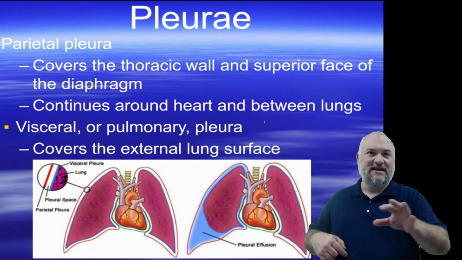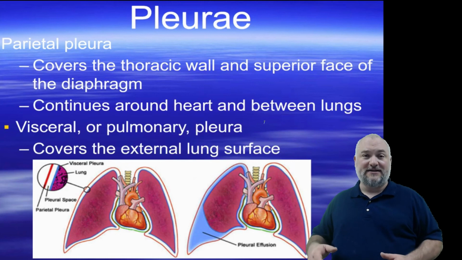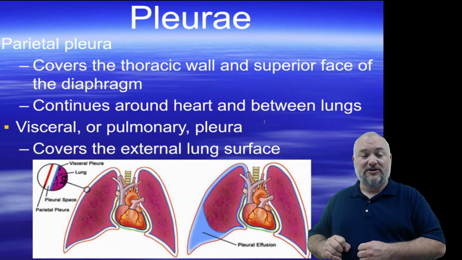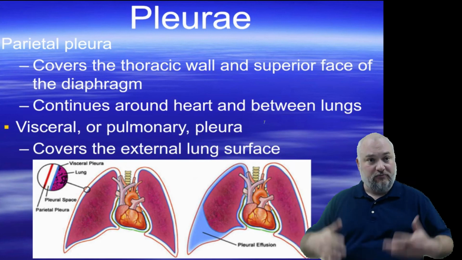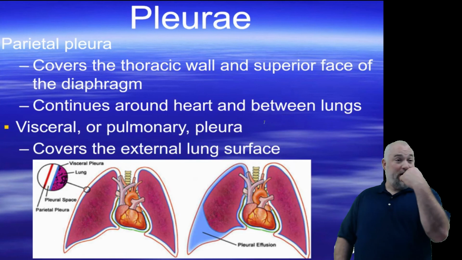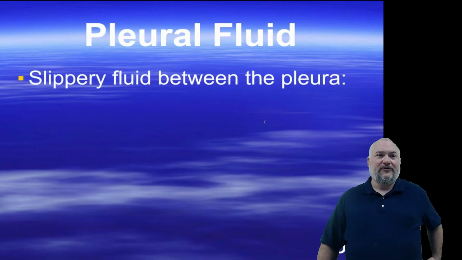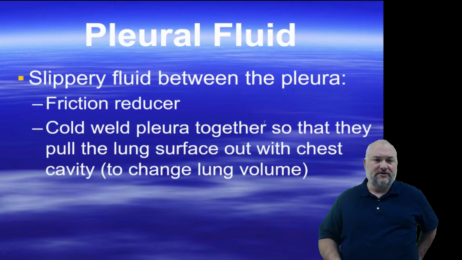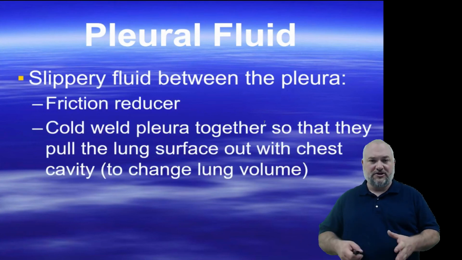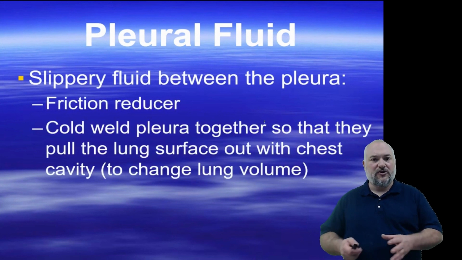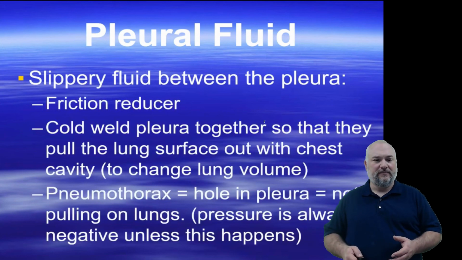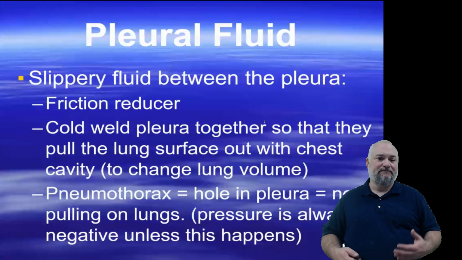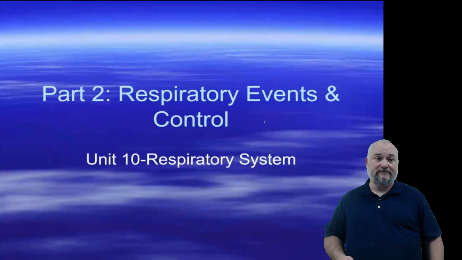You'll see that a lot on doctor shows, a pneumothorax, and then they have to get the air out, so they'll put a one-way valve in there so they can get the air out and get the lung reinflated. So that pleural fluid is slippery fluid between the pleura. It's a friction reducer, and it cold welds or suction cups those membranes together so that the lung changes volume like we talked about. And I already told you what a pneumothorax is, a hole in the pleura, so you can't pull in the lungs, and you can't breathe in normally.